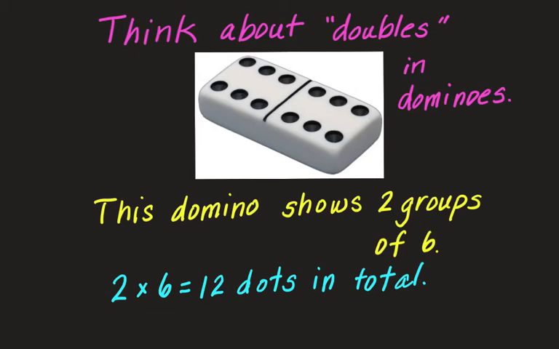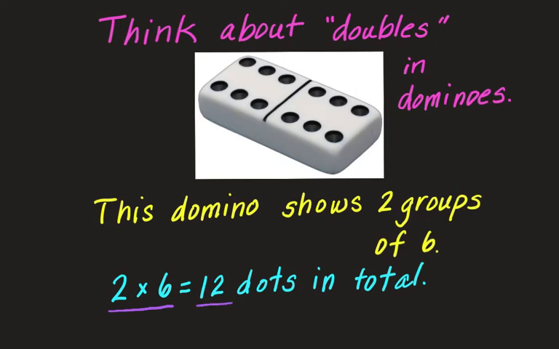Think about doubles in dominoes. You know that they're doubles if both sides have the same number of dots, the same amount. So in this case, this domino shows 2 groups of 6. So here's one group of 6, and here's the second group of 6. And if I were to write that out as a multiplication fact, I would have 2 times 6, and the total number of dots is 12. So 2 times 6 equals 12.